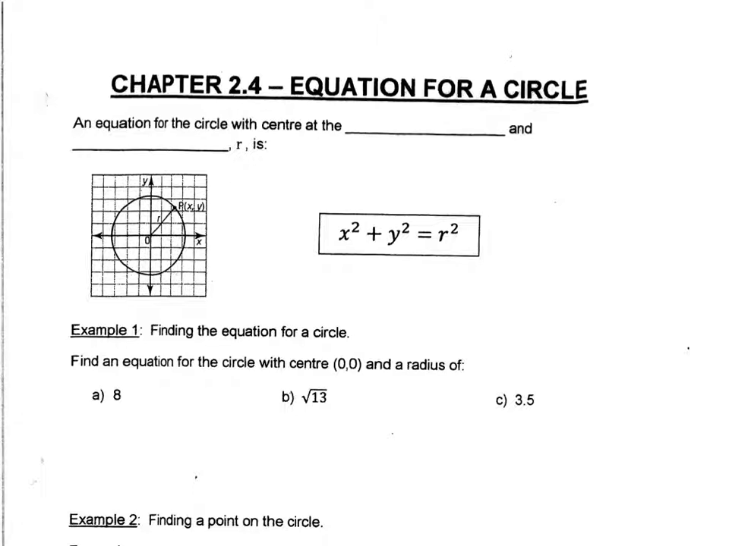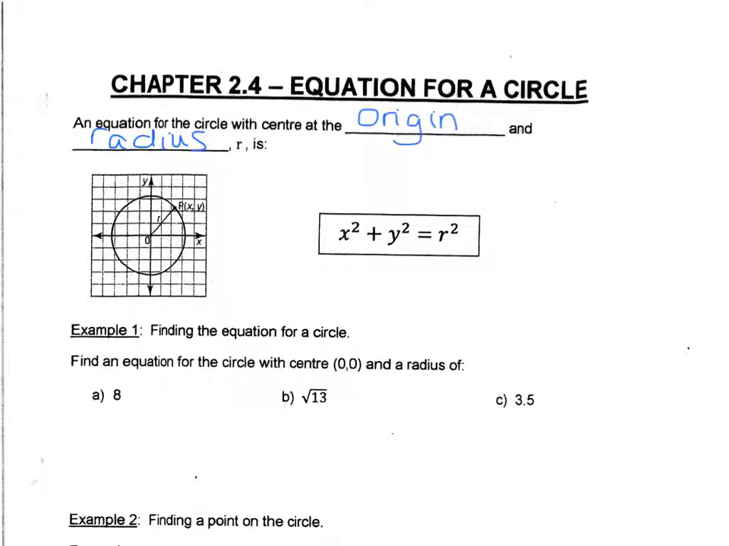So the equation of a circle with a center at the origin that has a radius r is given by the equation x squared plus y squared equals r squared. So this is probably the easiest topic of the unit. All you have to do is take the radius, you square it, and it goes at the end of the equal sign, and that's the equation.